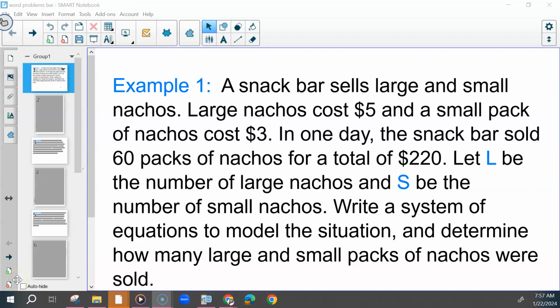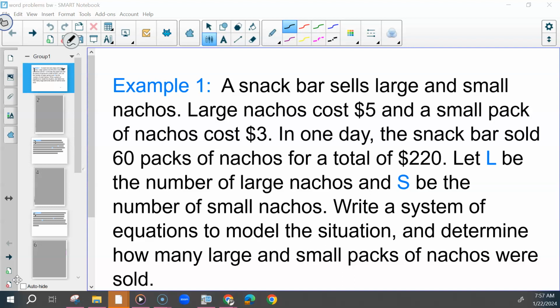In all word problems, what is the first thing we need to do? Yes. Read it, highlight, circle, underline, anything we find important. So let's do that. Read this together with me.